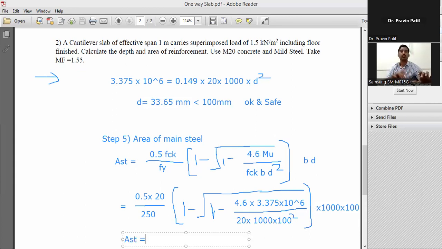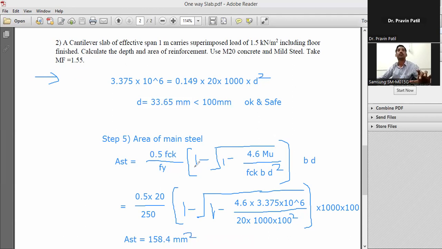So AST is equal to, just calculate this one. We get this value, 154.8 mm square.